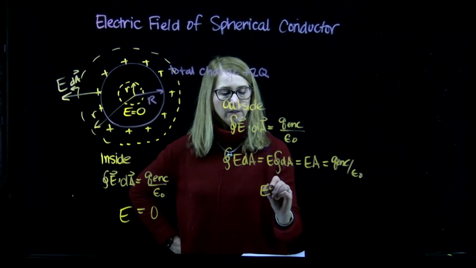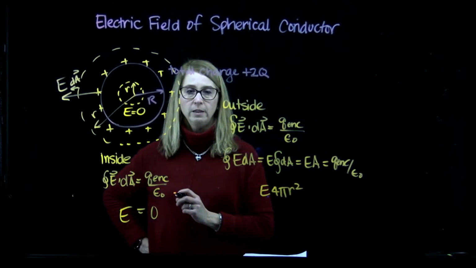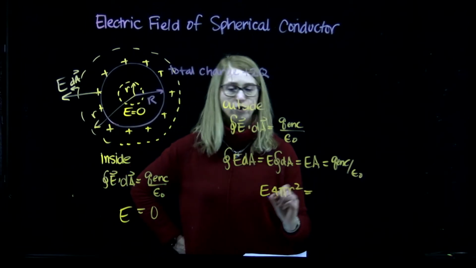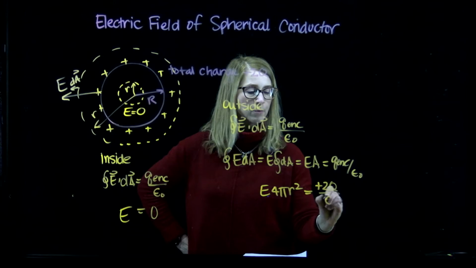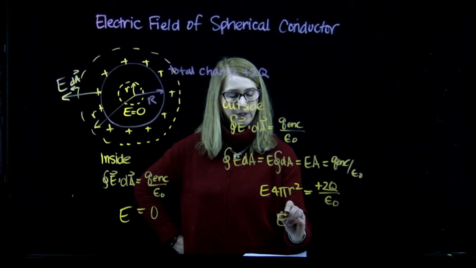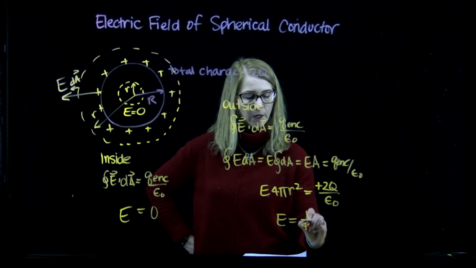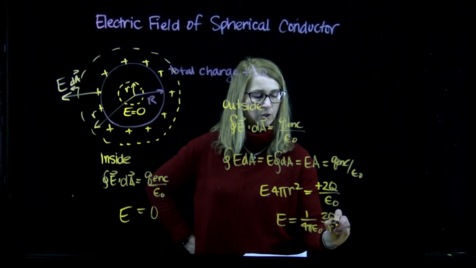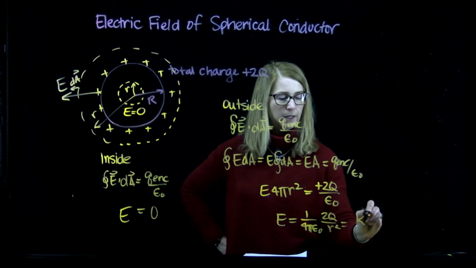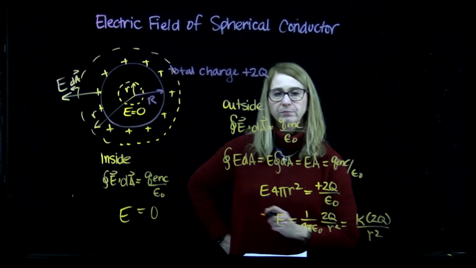The surface area of my Gaussian surface is 4 pi little r squared. My charge enclosed is plus 2Q over epsilon naught. My electric field ends up being 1 over 4 pi epsilon naught times 2Q over r squared, which could be written as k times 2Q over r squared.